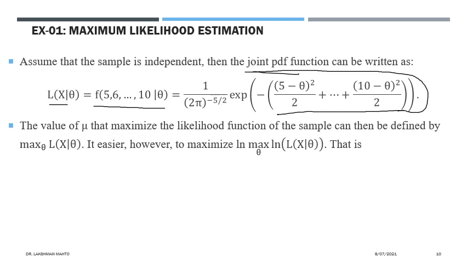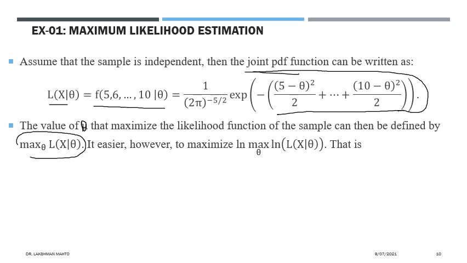So we need to estimate it. The value of theta that maximizes the likelihood function of the sample can be calculated by maximizing the likelihood function with respect to theta. We have to maximize, and this is a very nice function. It is a smooth function, an exponential with a quadratic argument. So it is nice in the sense that we can differentiate it easily because a square term is coming here.